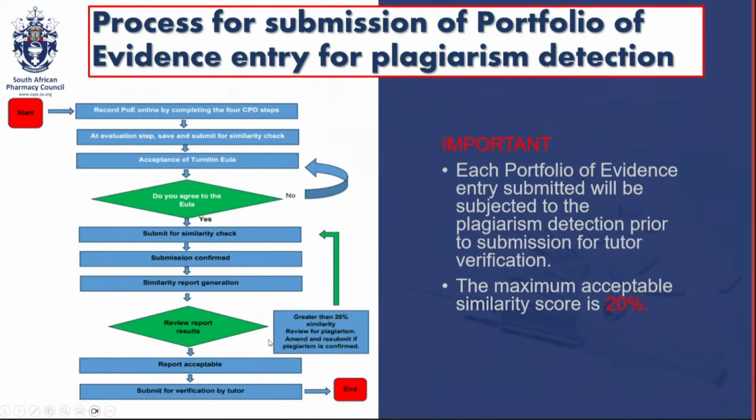You'll have an opportunity to go through the report and see if indeed the intern didn't plagiarize. Sometimes you might find that the score is high because of commonly used terms like GPP, SAPC, which might make the score high. That's why I'm saying if the intern is confident that they didn't plagiarize and there's nothing for them to change, let them submit, and then as the tutor, you will verify. So that's how the process is designed. And remember, the maximum acceptable similarity score is 20%.